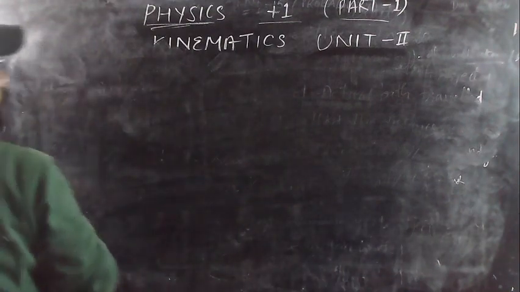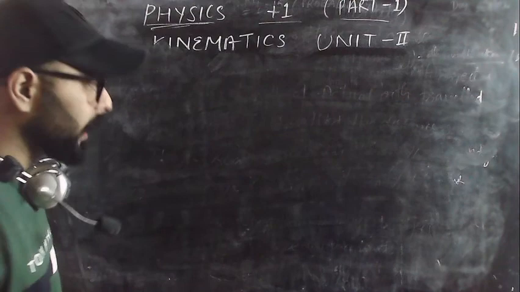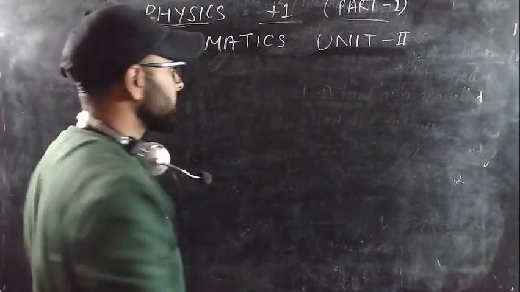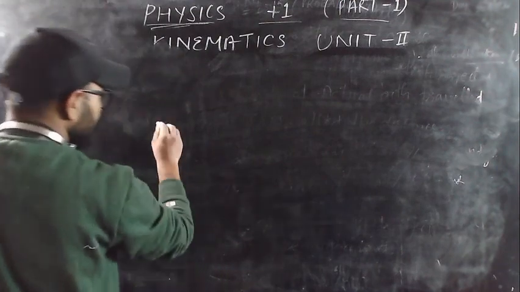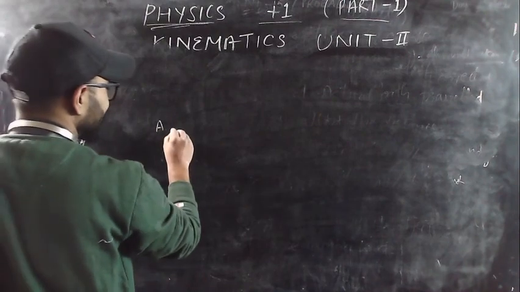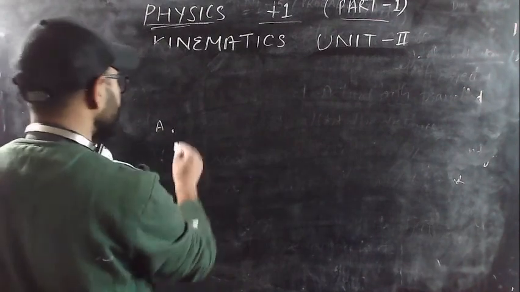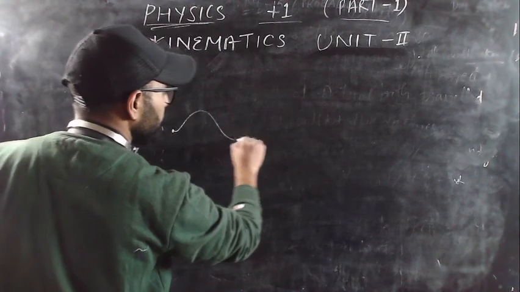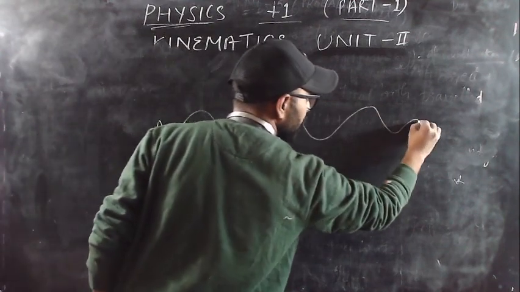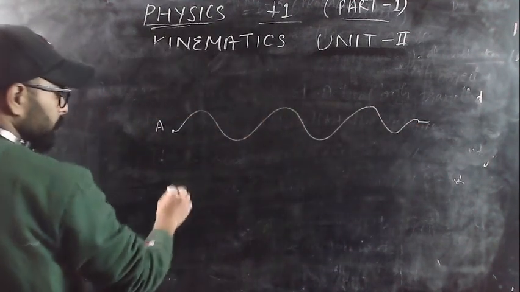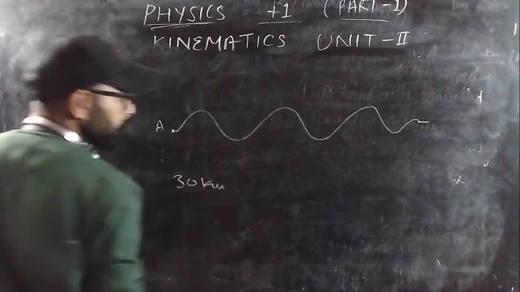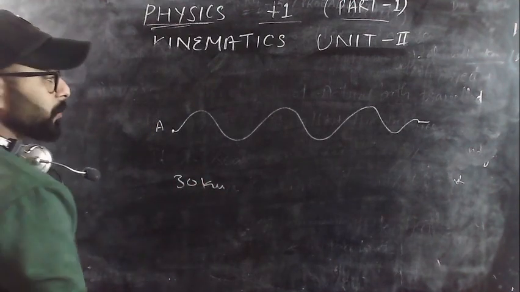So as we know, the shortest path is known as displacement and the longest or actual length is known as distance. Consider any object A started traveling along this path, and consider this path is 30 km. Then what would be the displacement for this?